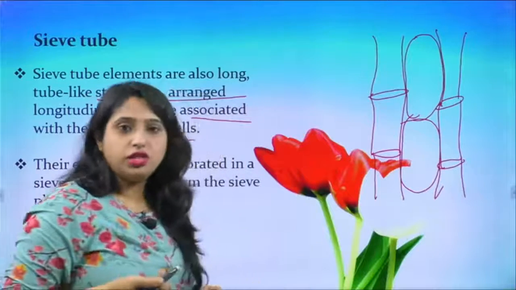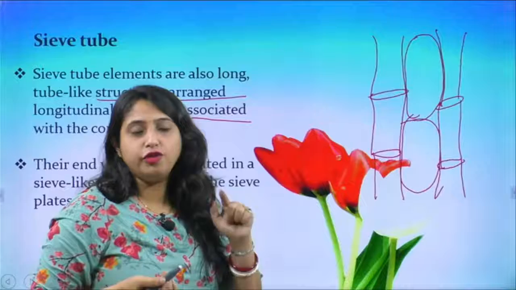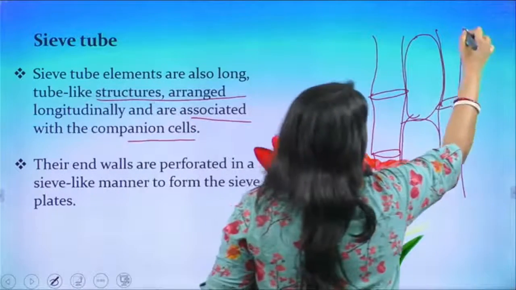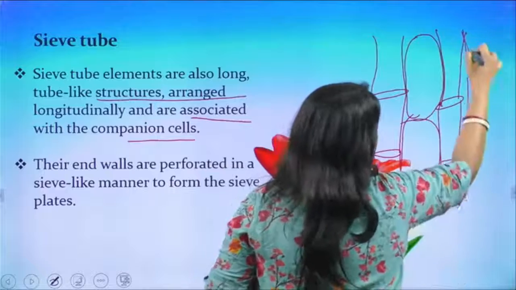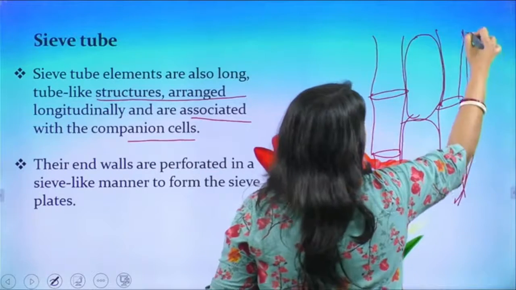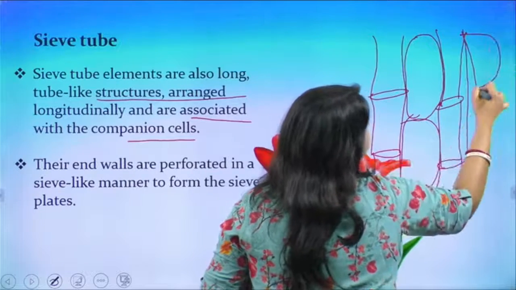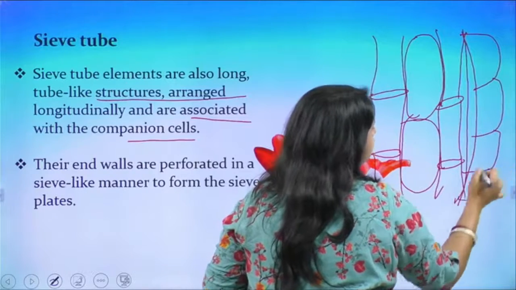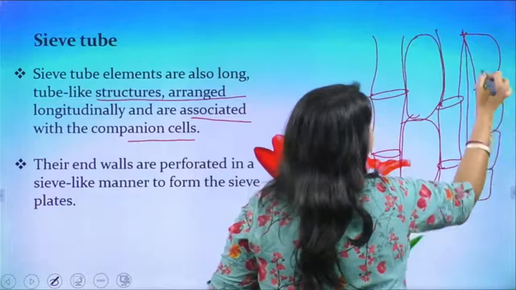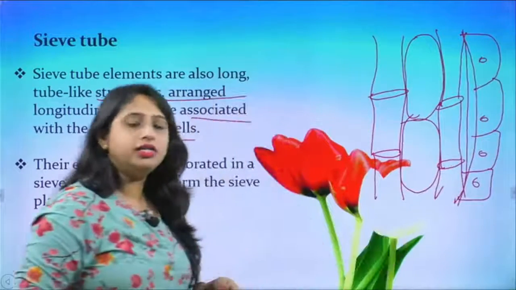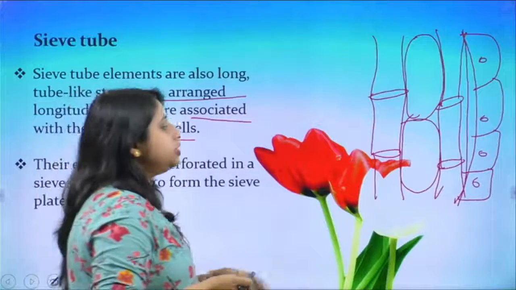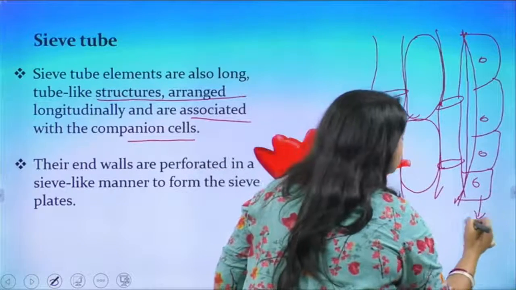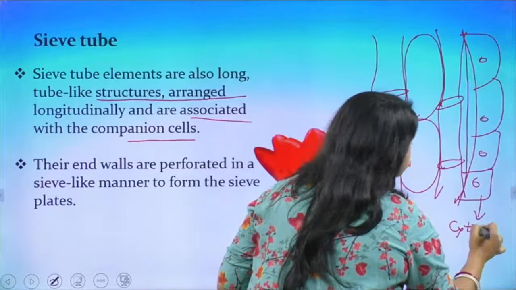And you see that the phloem fibers should also be present. The phloem fibers might be present here somewhere. Again here you will see the phloem parenchyma, which will have a nucleus and cytoplasm. These are the nucleus, and this area is the cytoplasm.